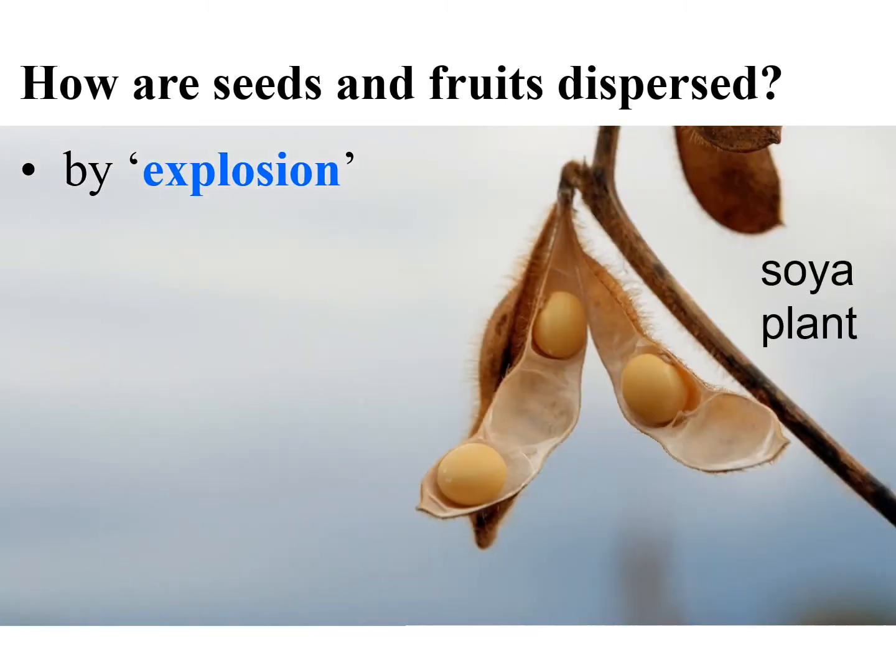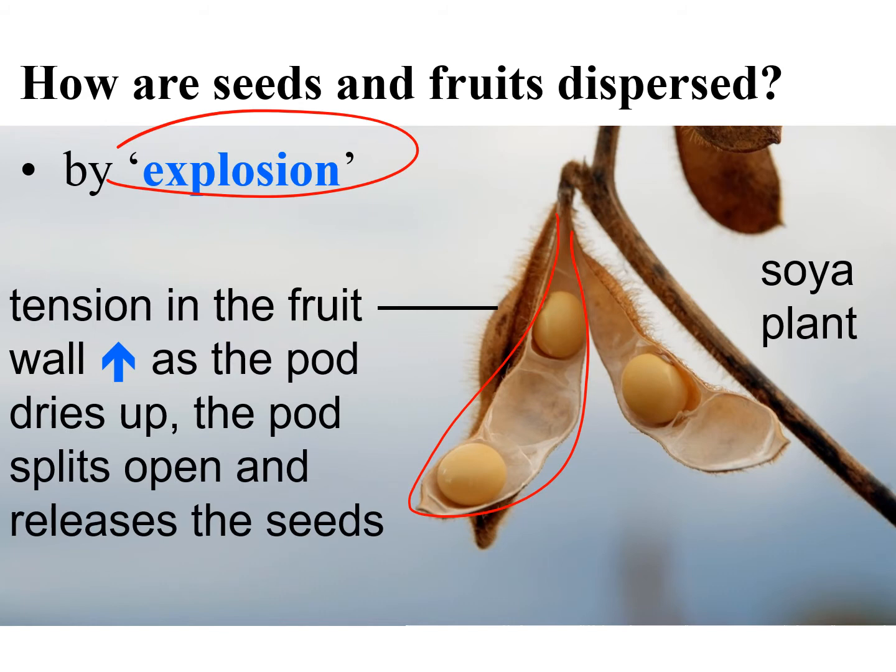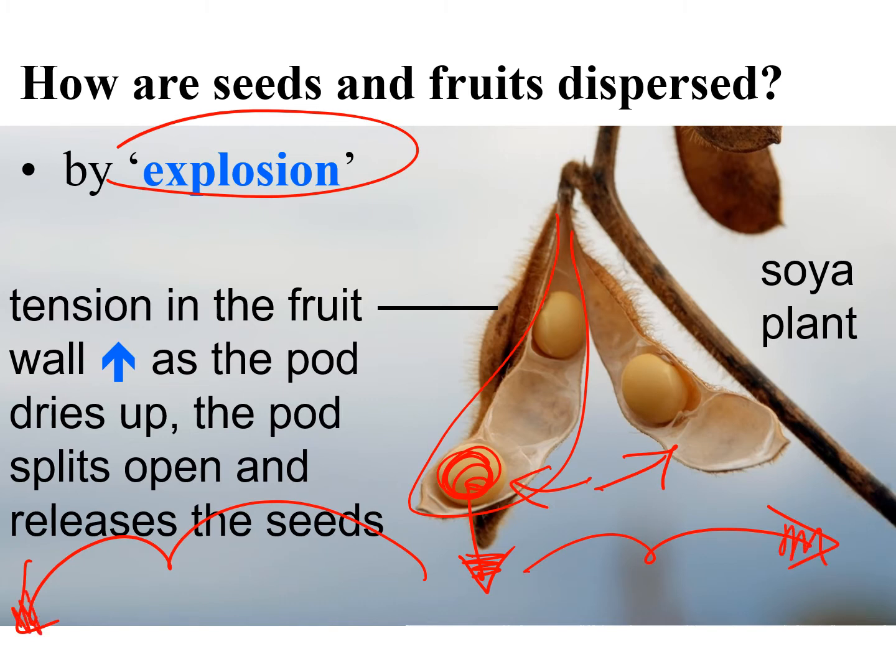An example of how the seed or the fruit will be dispersed is explosion. Such as in here you can see this one, you can call it a soil plant, or some people will have another example such as the snow pea. So when this type of fruit wall dries up, it will create a tension and open up. And once they open up, the seed in the very middle will fall out by explosion and fly far away from the parent plant.